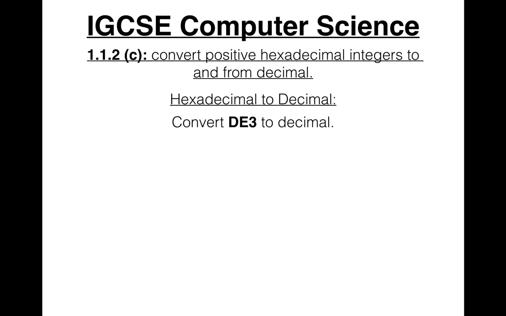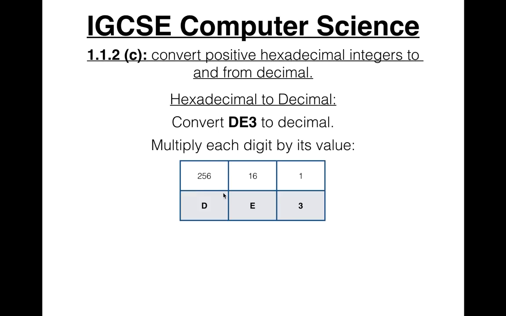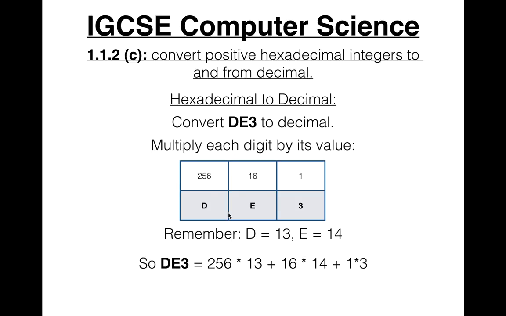So let's, for example, convert DE3 to decimal. So the way to do this is to multiply each digit by its value. And again, we have this table here, just like the previous slide. This is what I was talking about. So we can plug in hexadecimal values below these, and then we can multiply them. So remember that D is 13 and E is 14. So we get 256 times 13 plus 16 times 14 plus 1 times 3. So we basically multiply the columns and then sum them up.